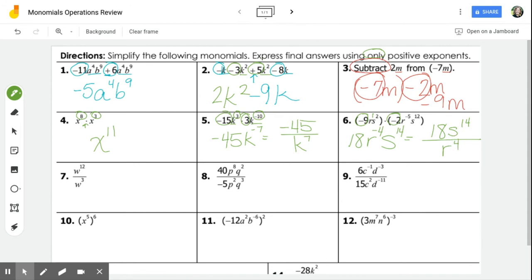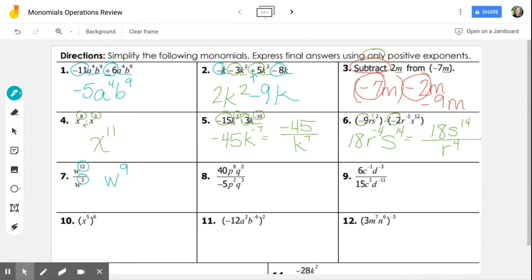All right, let's go here. In numbers 7, 8, and 9, we are dividing. Let's choose this blue. And when we're dividing monomials, we look for the common base, and then we subtract the numerator's power minus the denominator's power, and it must be in that order. 12 minus 3 is 9.